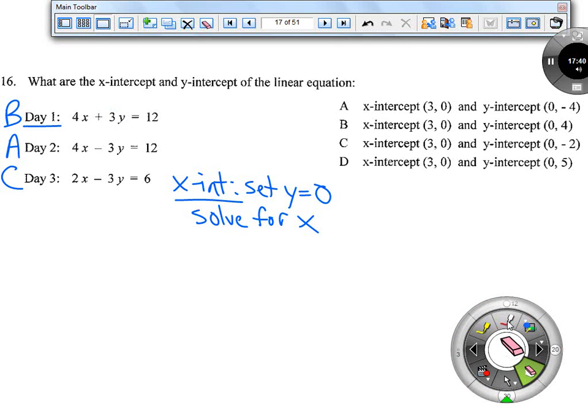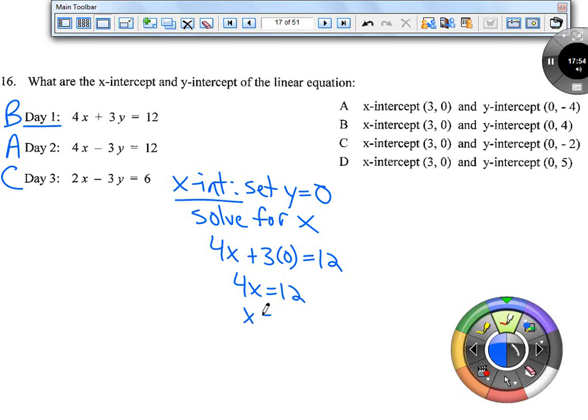And so then you'd be left with 4x. Well, actually, let me just show all the work. So 4x plus 3 times 0 equals 12. And then that becomes 0, so then you'd have 4x equals 12, so x equals 3. That's your x-intercept. Your y-intercept means that you're going to set x equal to 0, and you're going to solve for y.